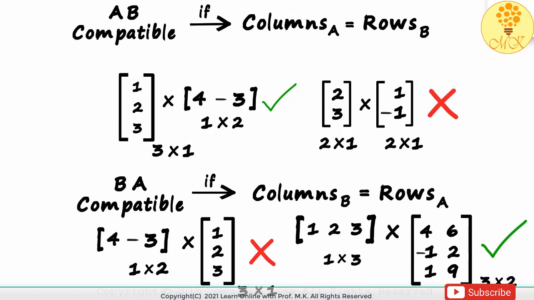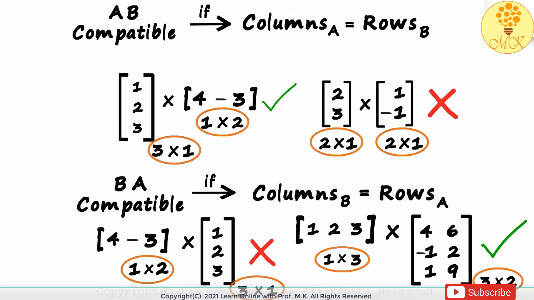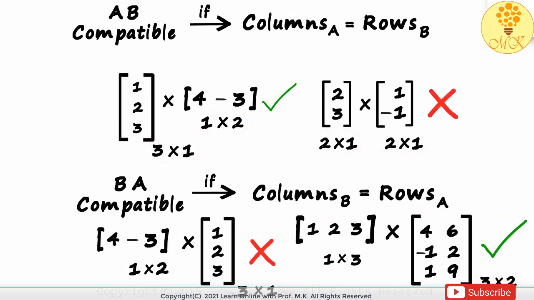Hold on. Some of you might be thinking that writing the orders is a waste of time, and just finding the number of columns of the first matrix and rows of the second is enough. But there is a reason why writing the orders helps us. Yes, a very important reason which we will cover in the next session.